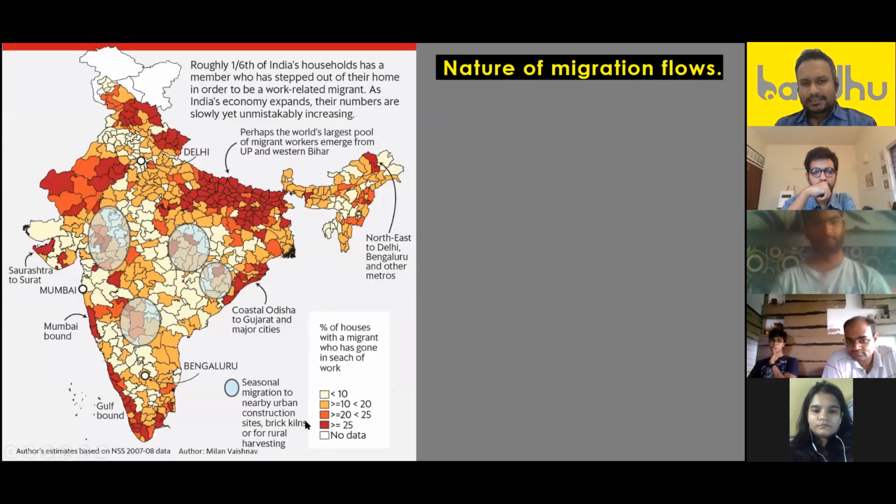So again, this is some more data based on NSS, the National Sample Survey, which happens every 5 to 7 years. This is now the percentage of houses where a migrant has gone in search of work.